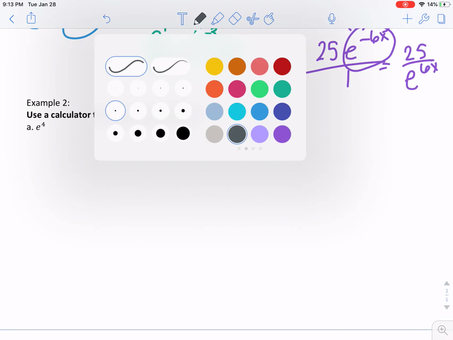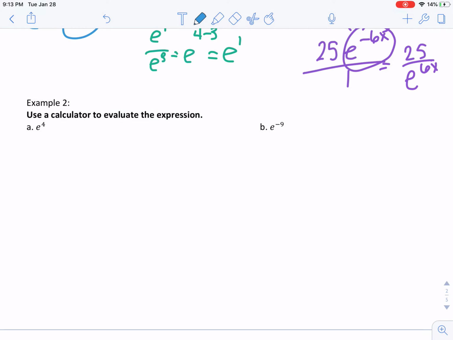Okay, example 2, it says use a calculator to evaluate the expression. I literally am plugging this into a calculator. Now, I don't have a calculator at my house, so I'm using Desmos, but I can tell you what the keystrokes are going to be for your calculator.